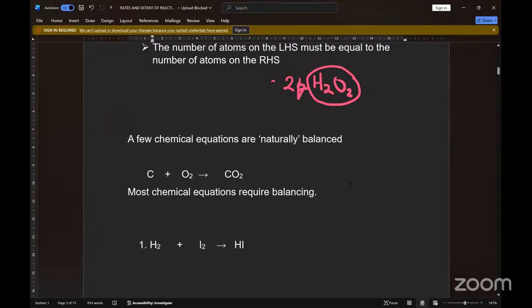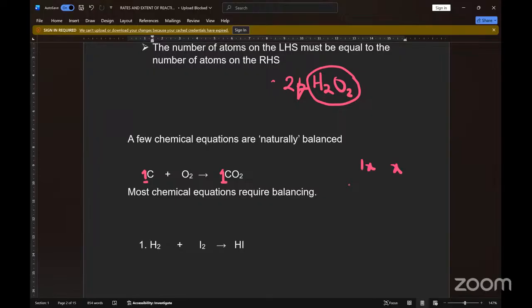Now, some chemical equations are naturally balanced, meaning that there is no need to balance them. They are already balanced. So let's look at this first one. In this first one, you have carbon plus oxygen to give you carbon dioxide. The number of carbon atoms on the left-hand side is 1. So this is 1 here. And there's also 1 carbon atom there, even though we don't write it. It's like in mathematics, you don't write 1x.